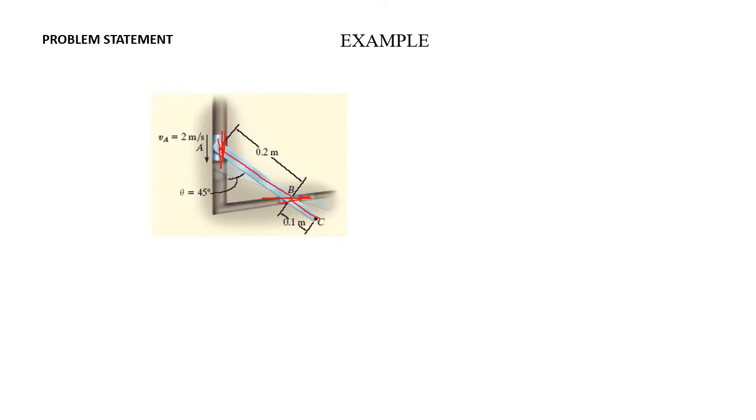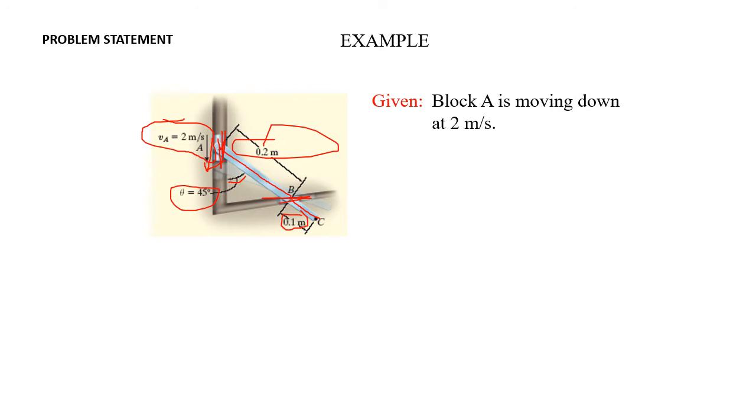We have a length from A to B, 0.2 meters. We have a length from B to C, 0.1 meters. And we have this angle given to us as 45 degrees, theta is equal to 45, and our initial velocity at A, v of A, is equal to 2 meters per second going downward. In our problem statement, they tell us block A is moving down at 2 meters per second, and they want us to find the velocity of B at 45 degrees.